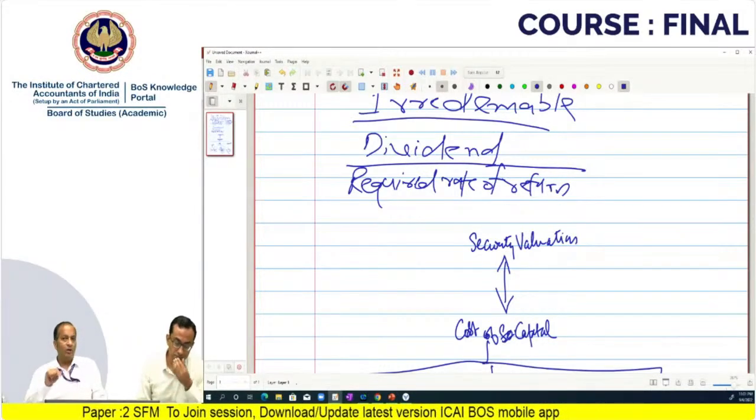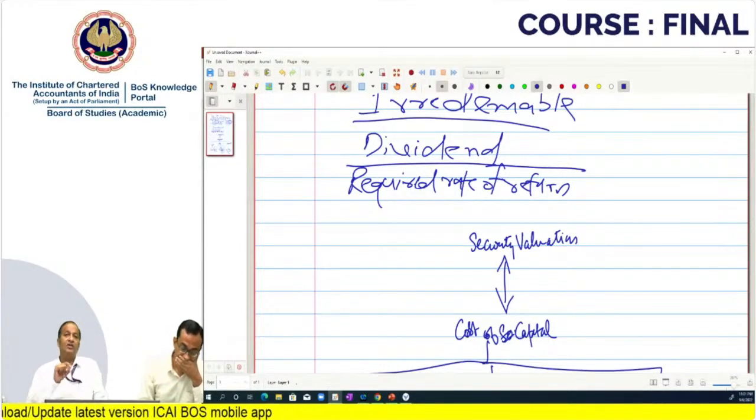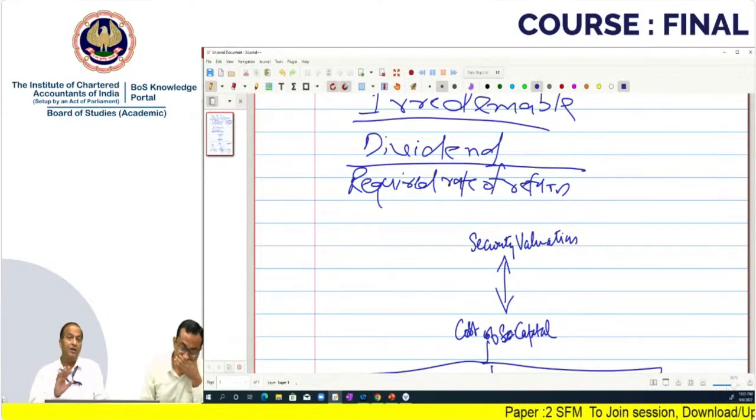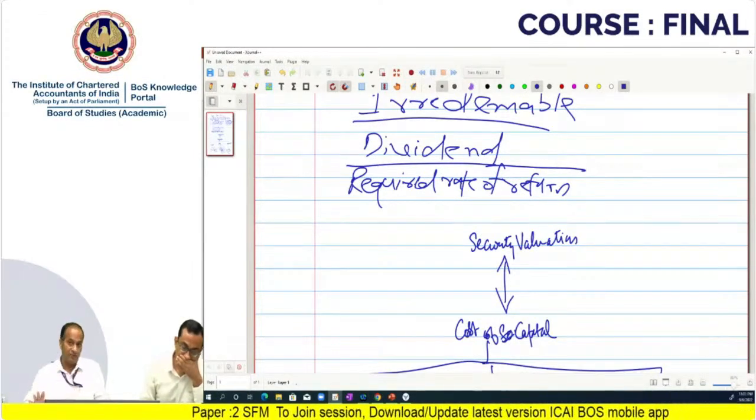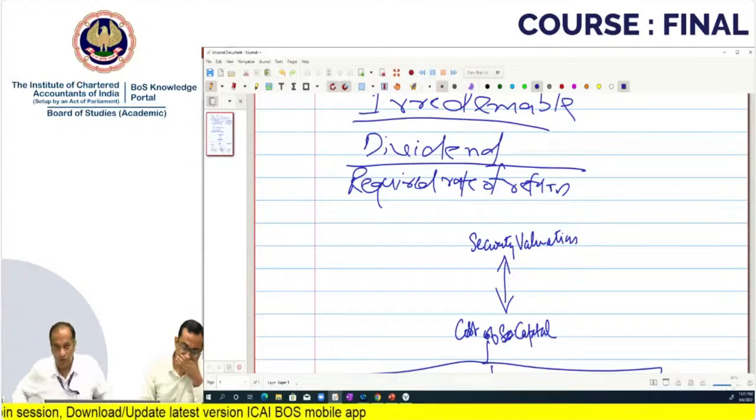But if the value has not been given in the question, then you can do it with simple compounding. You will be awarded marks, so don't worry on that part. Okay, so now you know you don't need to cram these values.